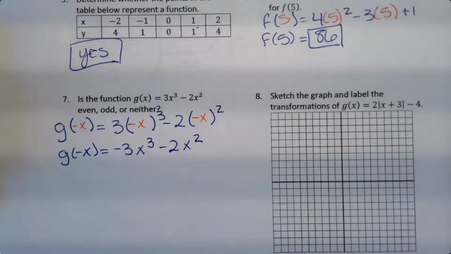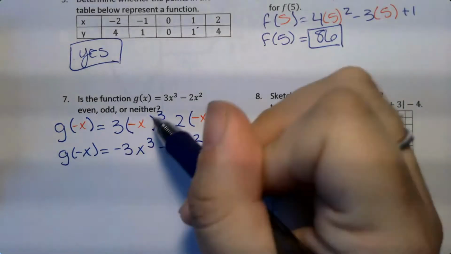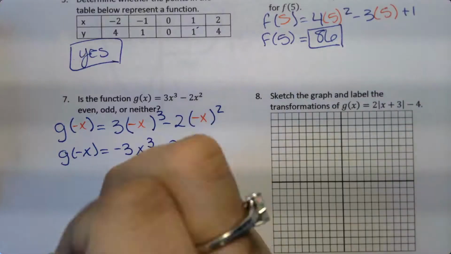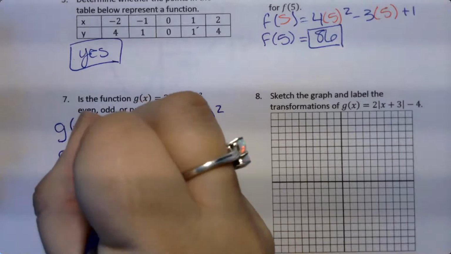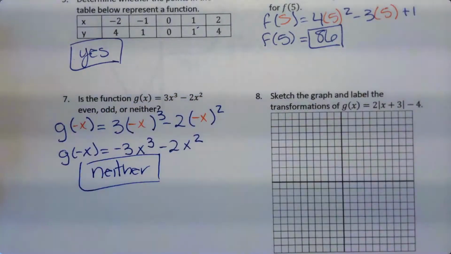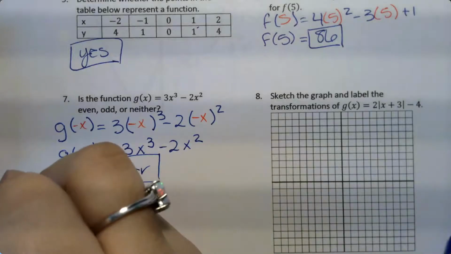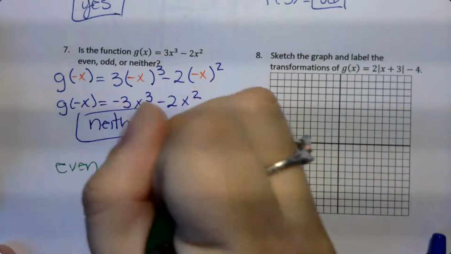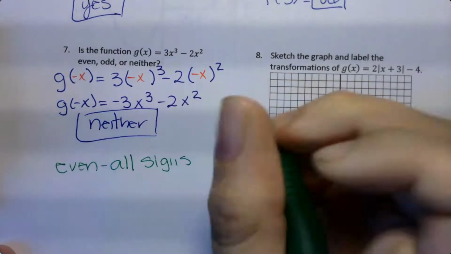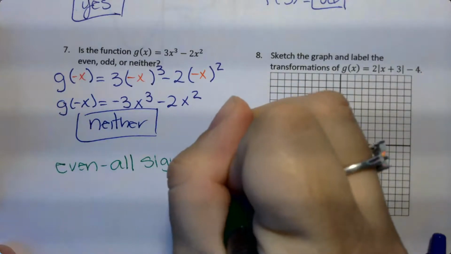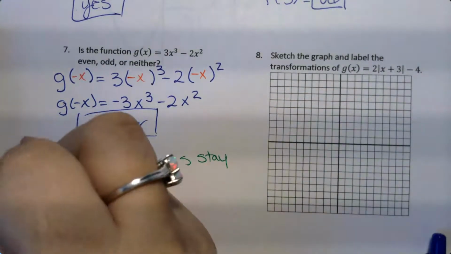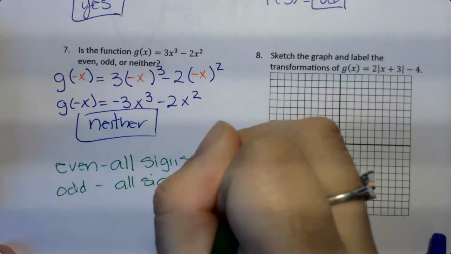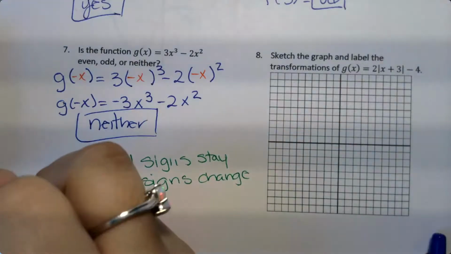Then what I want to do is I want to go ahead and compare my signs, so I have a negative here, a positive here, I have a negative here, and a negative here. So since only one of those signs changed, it's neither. Remember, to be even, all signs stay the same, my bad. Odd is when they all change. And then neither is a mix.